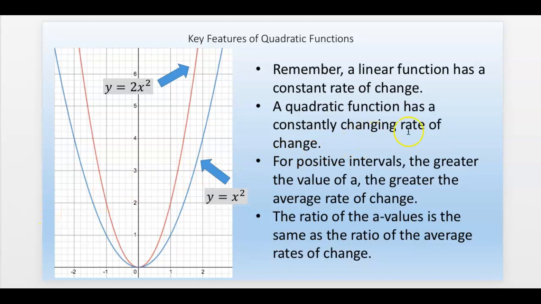All right, last thing, guys, rate of change. We talked about this when we talked about linear. The rate of change is the slope. And remember, in a linear function, it's a straight line, so it has a constant rate of change. But a quadratic function is different. It has a constantly changing rate of change. The rate of change is changing, but in a quadratic, it is changing at a constant rate.